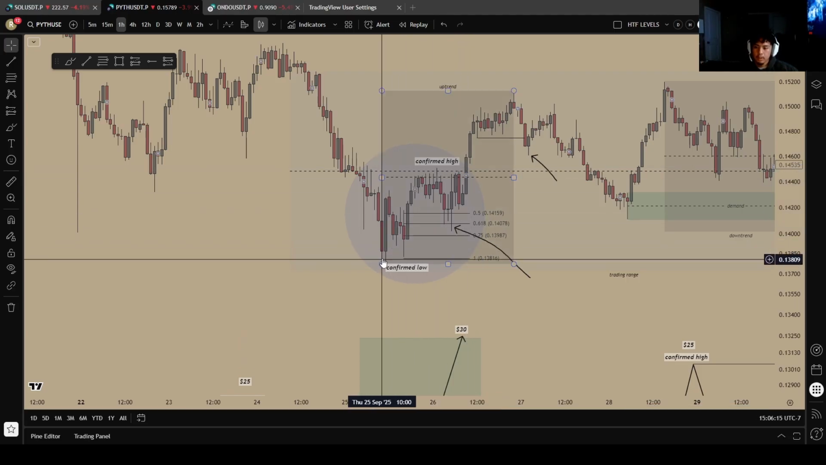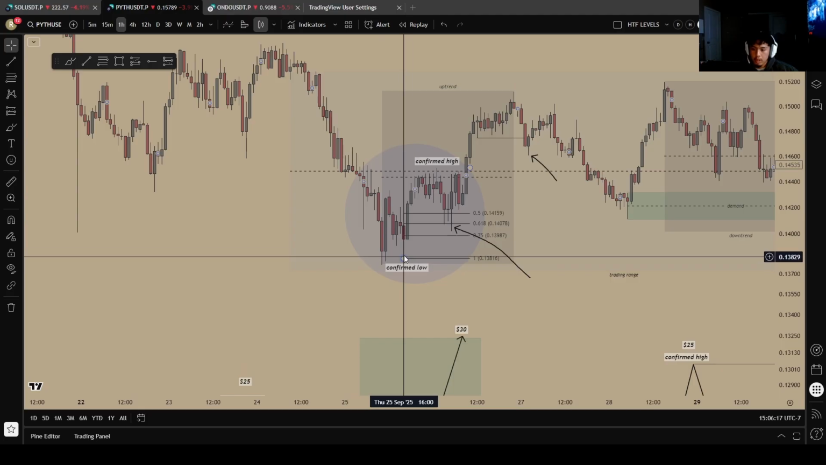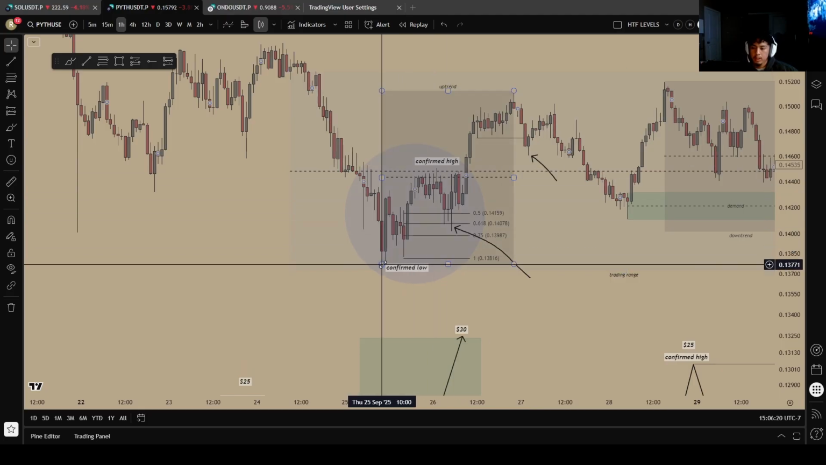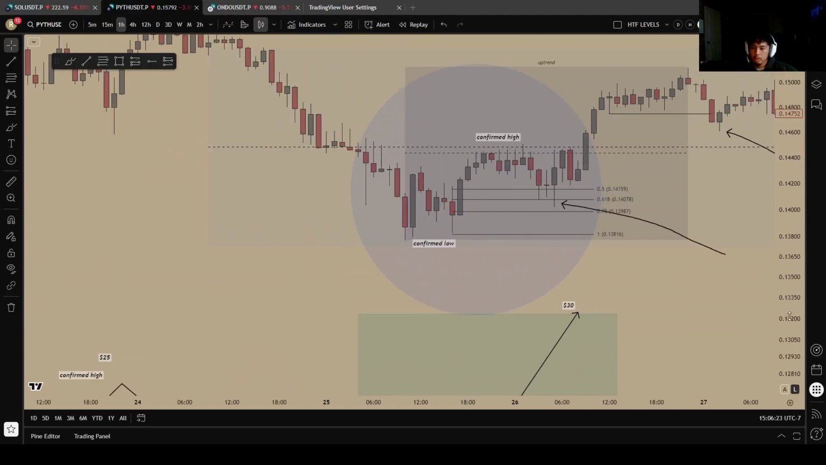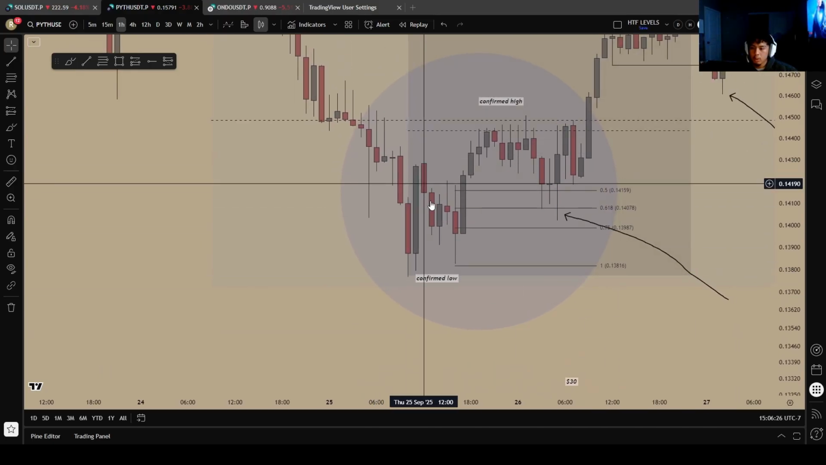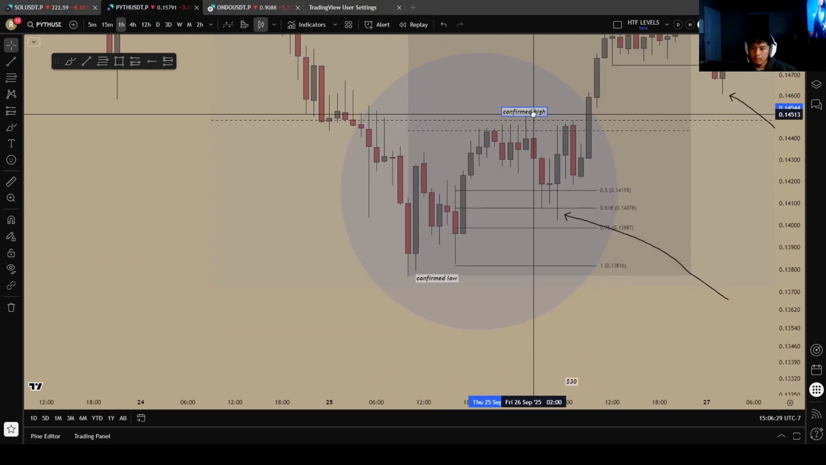Now I'm not using this low right here. I'm using this low because this low created this high. If I zoom in, let me just make sure you understand what I'm saying. This low created this high right here, up here. Okay.